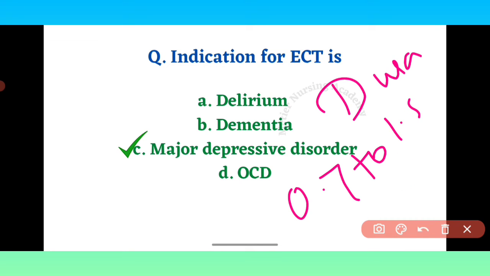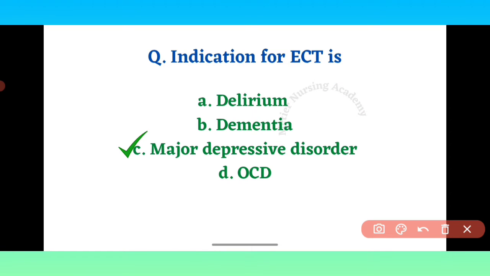Okay, maximum how many times can we give this electroconvulsive therapy? 6 to 10; some books say 6 to 12 times we can give this ECT, electroconvulsive therapy. So these are all the golden points related to the ECT. And what are all the other options?